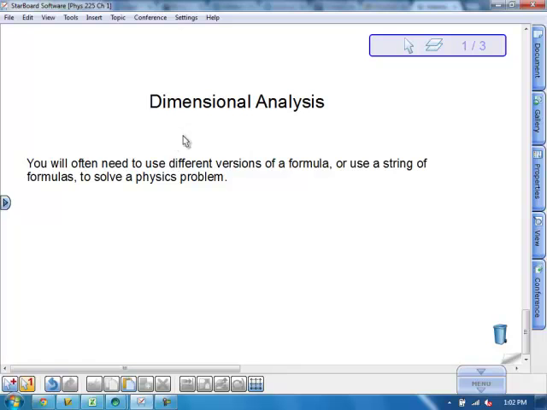So next is dimensional analysis. We're going to have an ongoing discussion about this. But basically, the units to a problem are extremely important. And we're going to use those units to work backwards to solve for missing quantities, to help us understand mathematical relationships better. So you might not use an exact version of a formula. You might use a couple different formulas to work your way through a problem. And the process will be called dimensional analysis.